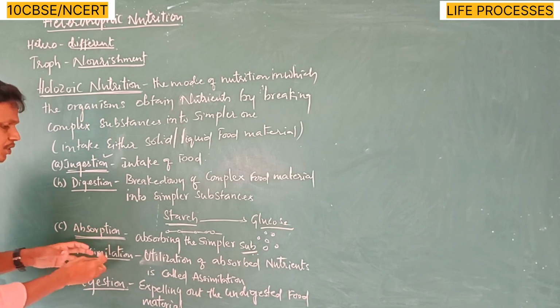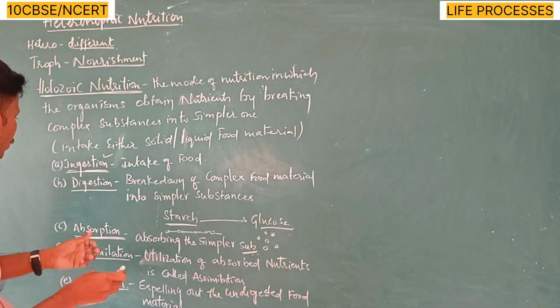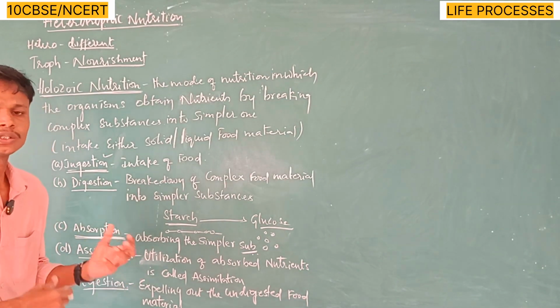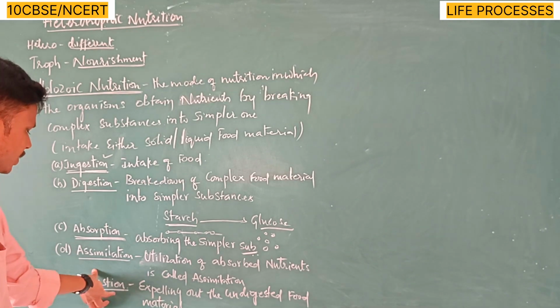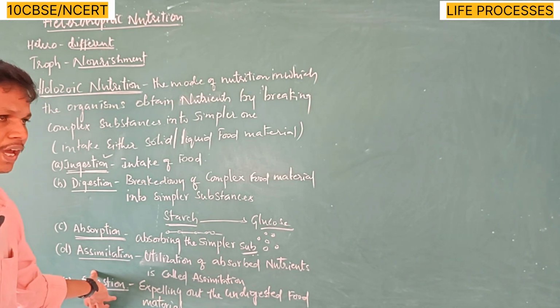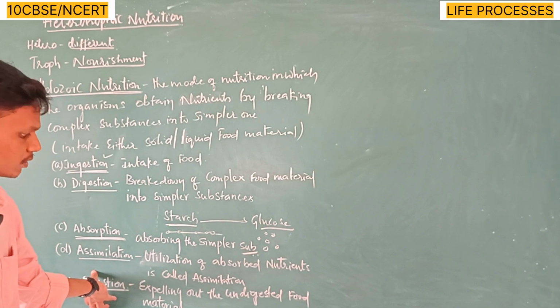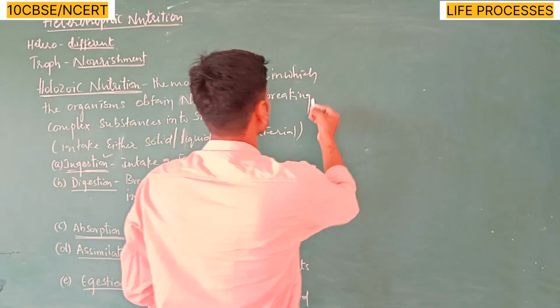Okay, and then absorbing into the blood. That is what you call absorption. Assimilation is nothing but utilization of absorbed nutrients, and then egestion is the last process, where you are throwing out the undigested food material. Okay, so let us move into the next topic of heterotrophic nutrition.